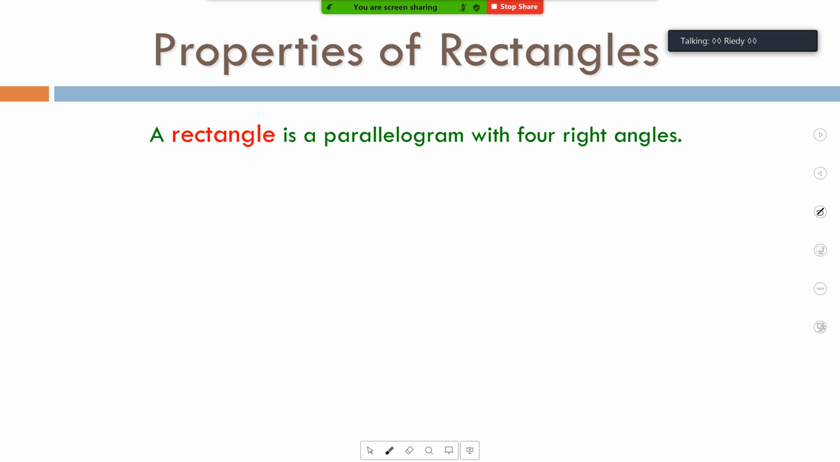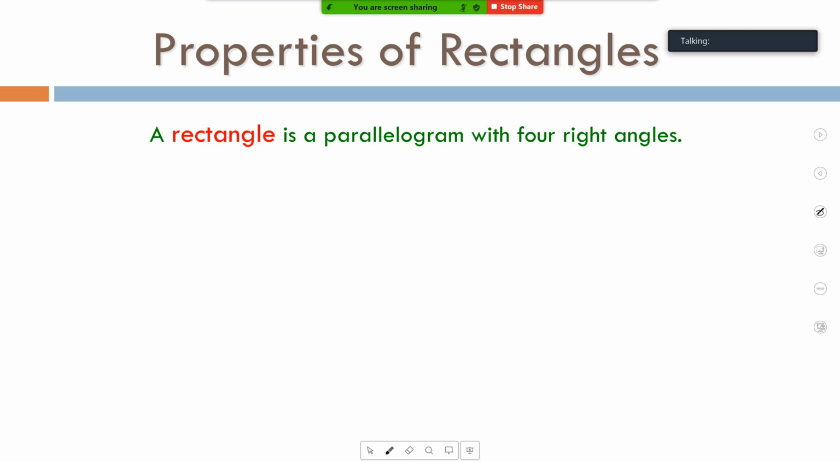Okay, so we know by definition that a rectangle is going to be a parallelogram with four right angles. Now, how do we know that? Because a rectangle satisfies all the conditions that we needed for a parallelogram. So in this case, is the rectangle the golden retriever or the dog?